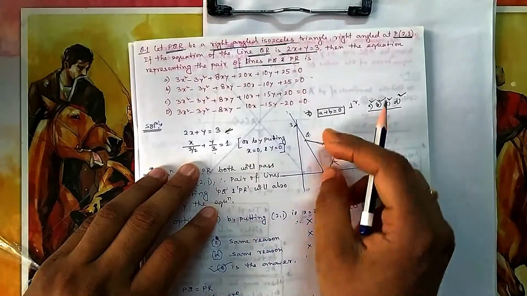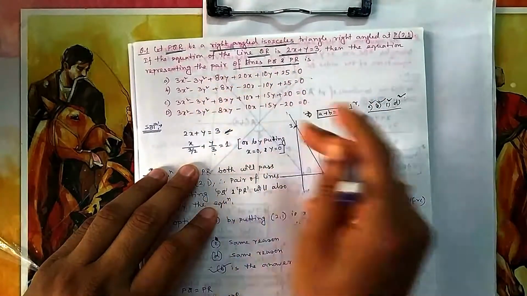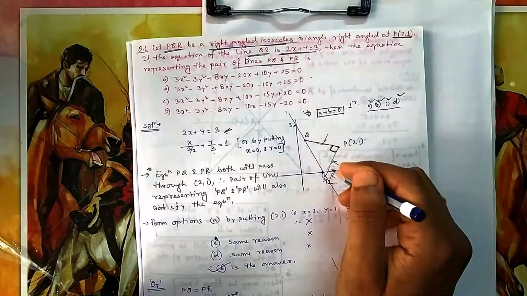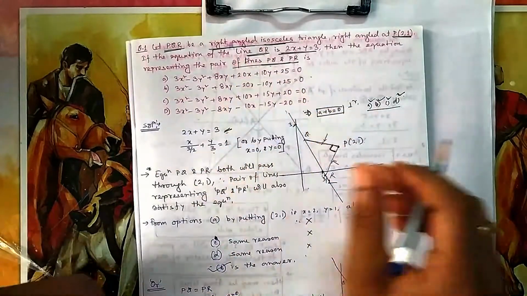Now you have to find the equation of PQ and PR, the pair of equations, you can say. Separately it is not required. If you can find it out at a single stroke, that is okay. Or you can find it out separately and then take the product, so you will find the pair.